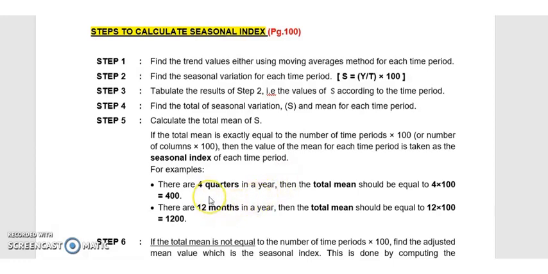If let's say our data is by quarter, meaning we have 4 quarters, the total mean should be equal to 400. 4 columns for each quarter multiplied by 100, so it should be equal to 400. When we get exactly 400, no need to calculate correction factor. If you get less than 400 or more than 400, then we need to calculate correction factor. Or if you have 12 months of data, you should get total mean equal to 12 multiplied by 100, which is 1200. If you get exactly 1200, no need to calculate correction factor.